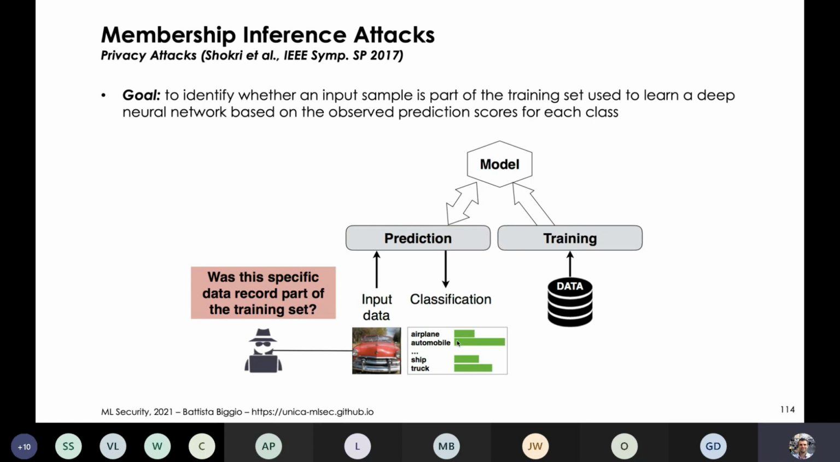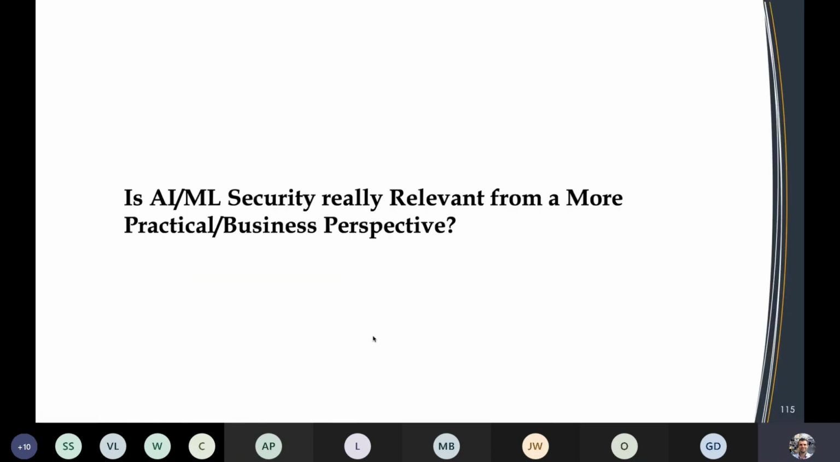Besides, compromising the fact that you know if something has been used for training or not. Okay, so this was just to give you a rough overview of the attack surface, or the kind of attacks that you can craft against machine learning.